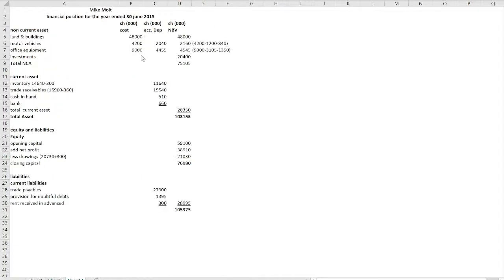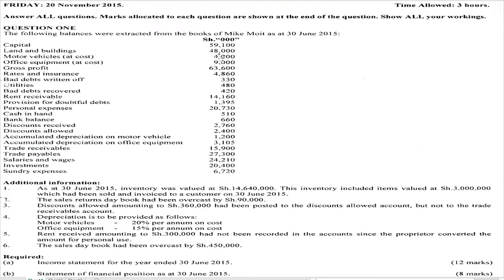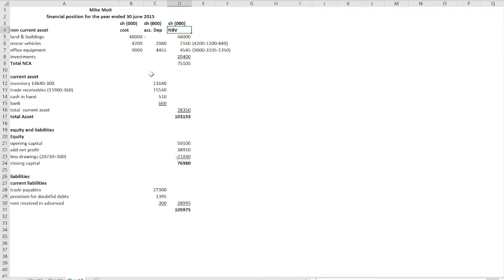So let's continue to the financial position. So we start with the title for Mike Moit. So here are assets, we are going to have the cost, accumulated depreciation, and the net book value. So for the non-current assets, we have 4 of them. Land and buildings, we were told it's 48,000. So as you can check from the question, it is not depreciated. So accumulated depreciation will be 0, net book would be 48,000.